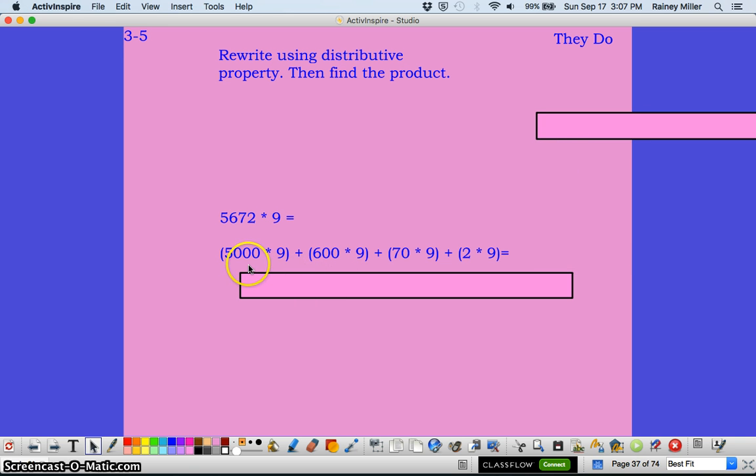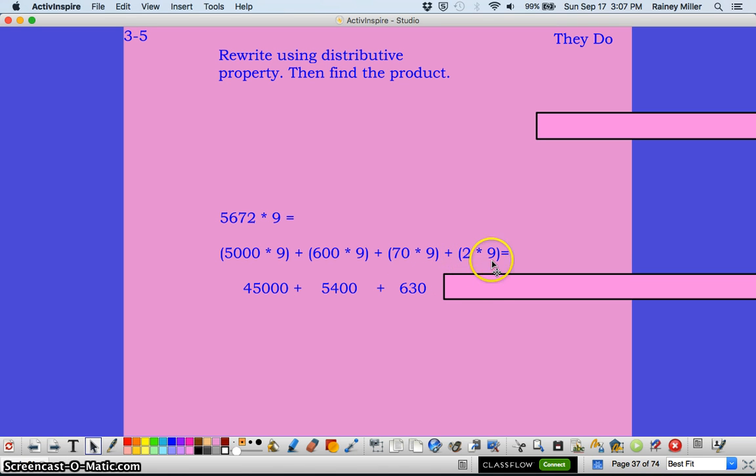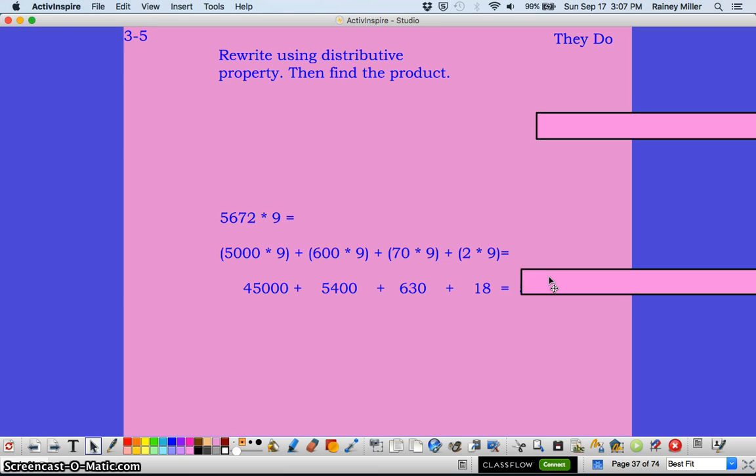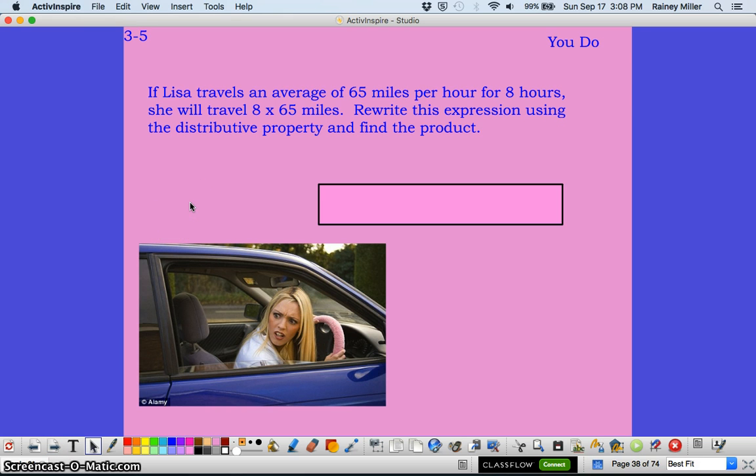So if I take 5,000 times 9, that's going to give me 45,000. Then 600 times 9 is going to give me 5,400. Then 70 times 9 is going to give me 630. And 2 times 9 is going to give me 18. I add those together, and I get 51,048. Okay, now try this one. Go ahead and stop the video and try it out.